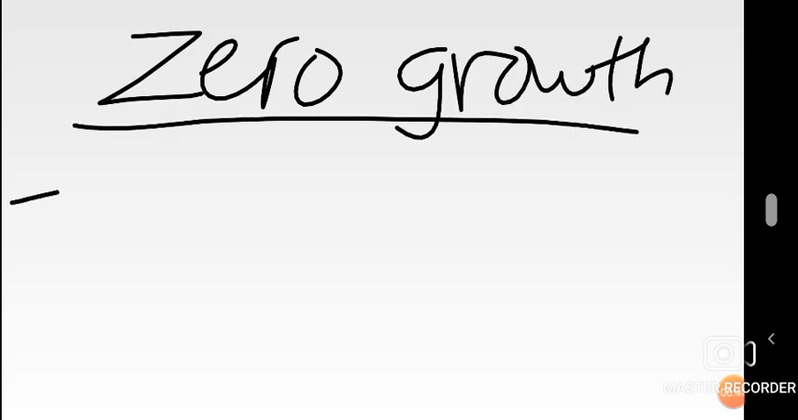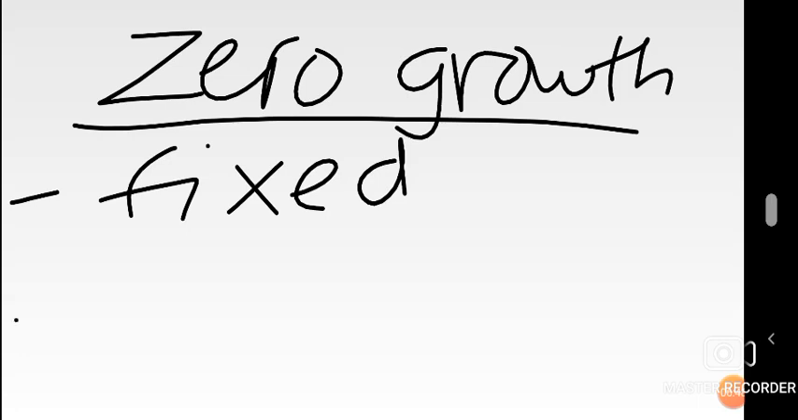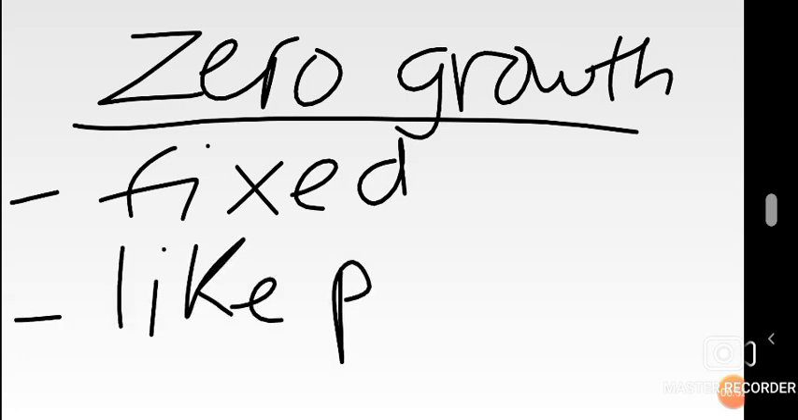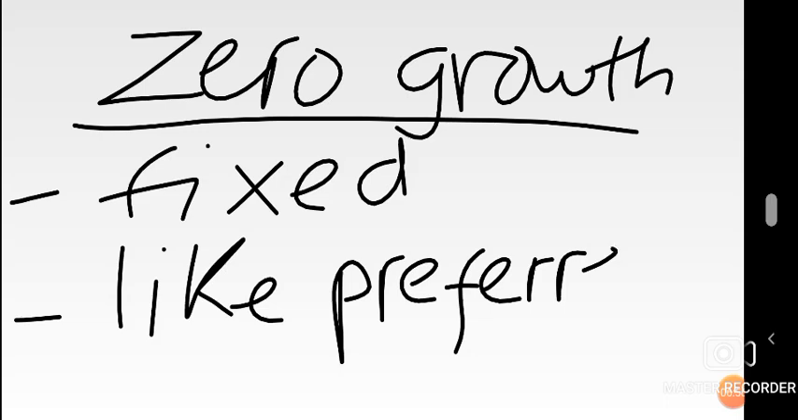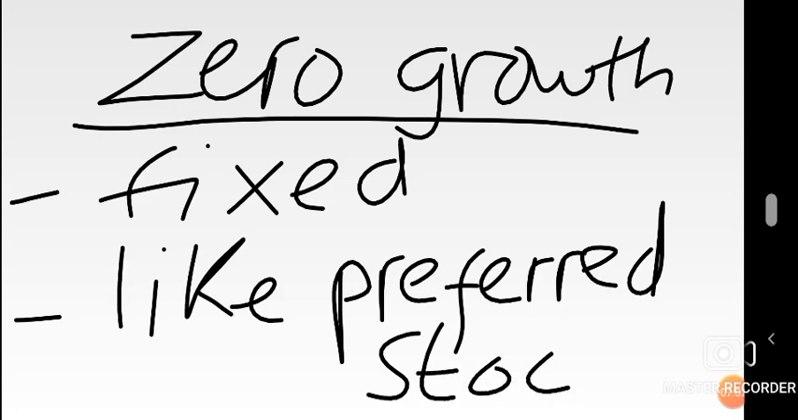The payout is fixed also. It just behaves basically like a preferred stock. So if you know how to calculate a preferred stock, the same principles apply on zero growth. Just what you know on preferred stock comes back to apply, because zero growth behaves exactly like a preferred stock, because the dividend payout also is fixed.